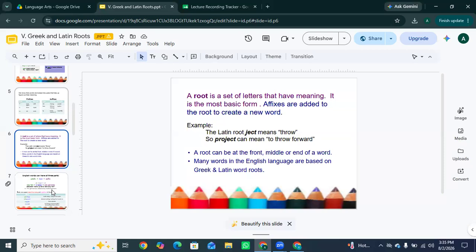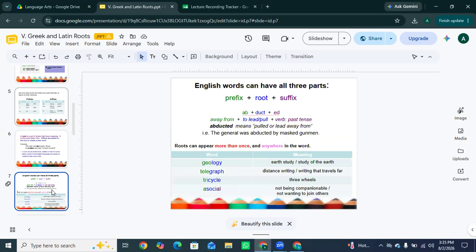Roots can appear at the beginning, in the middle, and also at the end. So many English words come from Greek and Latin roots. A root can be at the front, middle, or end of a word. Many words in the English language are based on Greek and Latin roots. English words can have all three parts, which are prefix, root, and suffix.